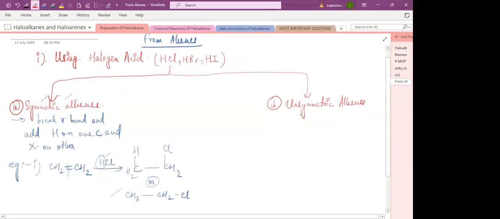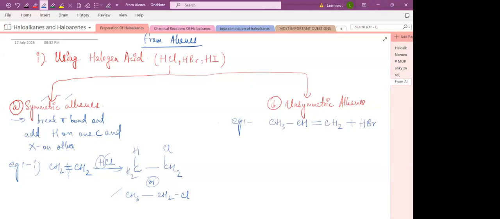So again, there are two cases. For example, if the unsymmetric alkene is there, let's suppose, as an example, I just take CH3, CH, double bond, CH2. And if you are treating it with a halogen acid, suppose it's HBr. Now there are two conditions, two cases over here.